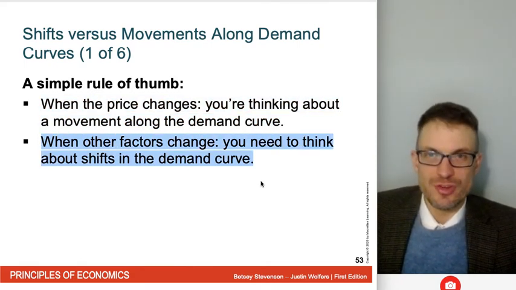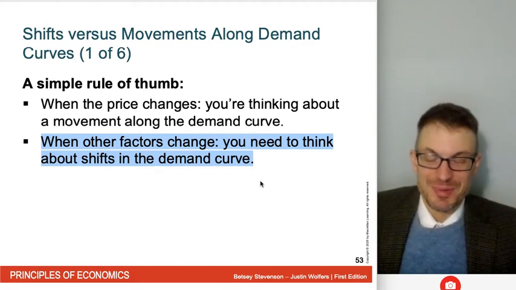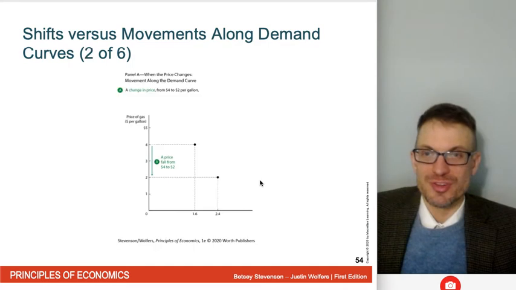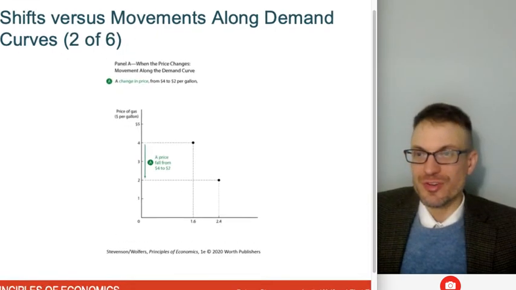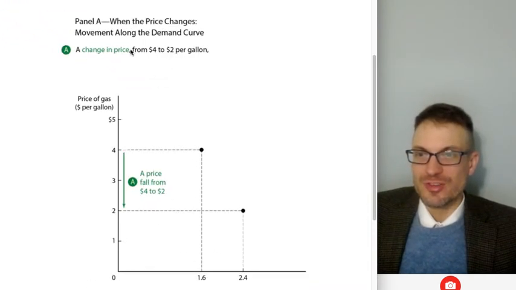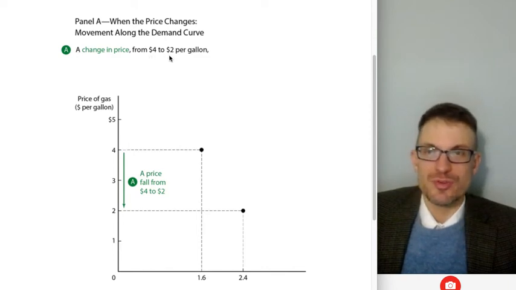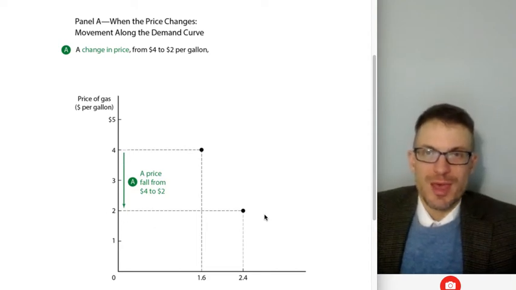If prices change, only quantity can change. In order to get demand or supply to change, you have to have something other than price change. So the first thing: when the price changes, we have a movement along the demand curve. A change in price from $4 to $2 per gallon, when the price falls, we end up getting a larger quantity demanded.